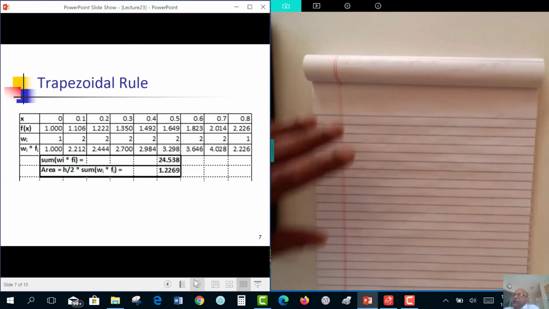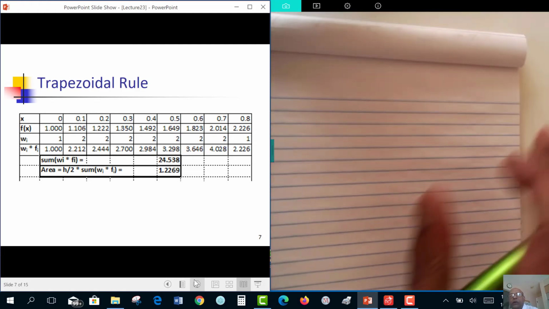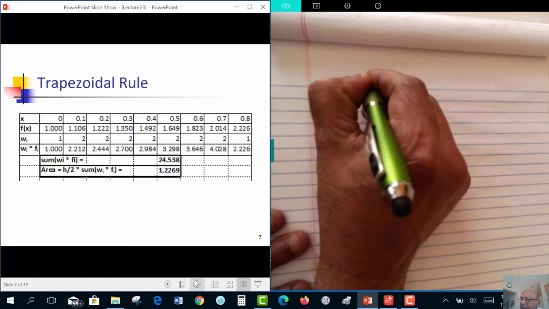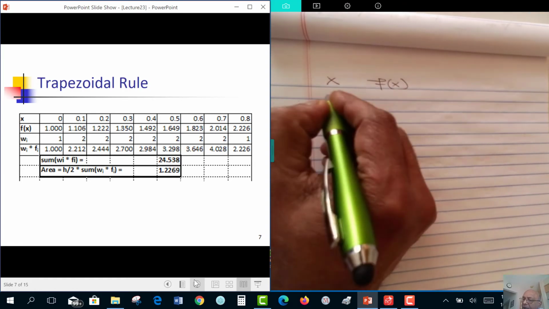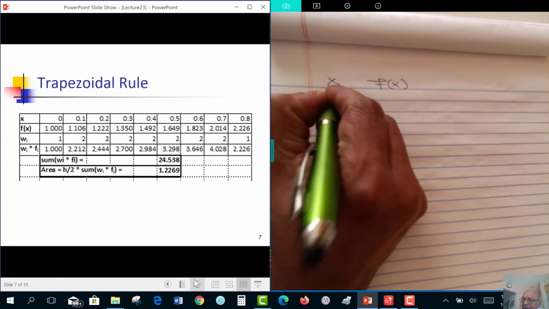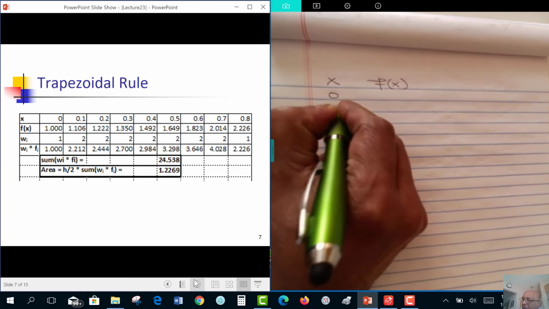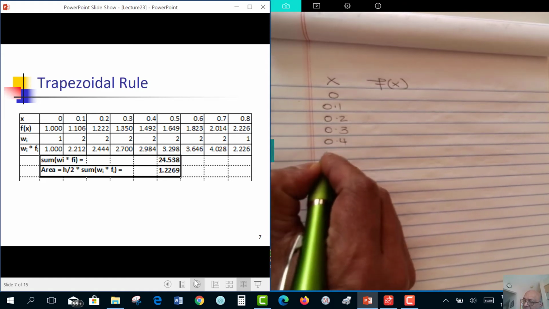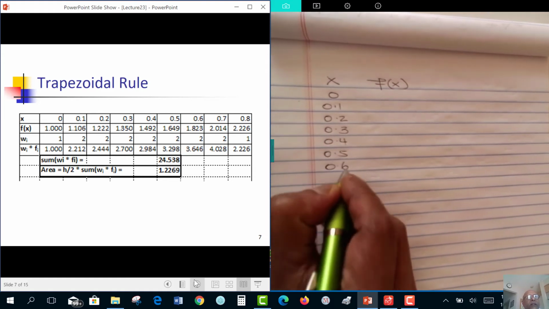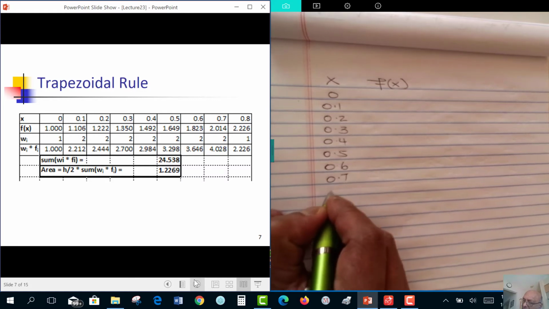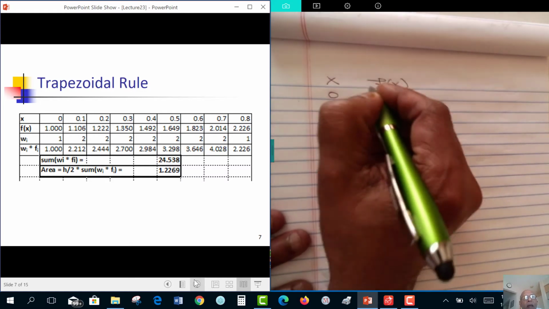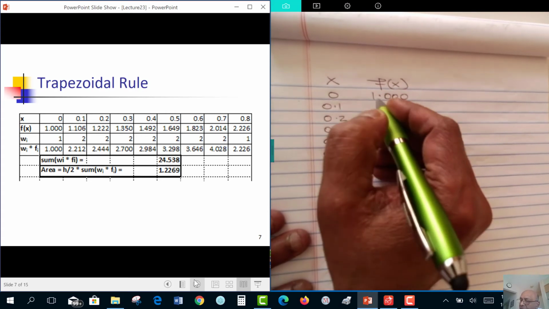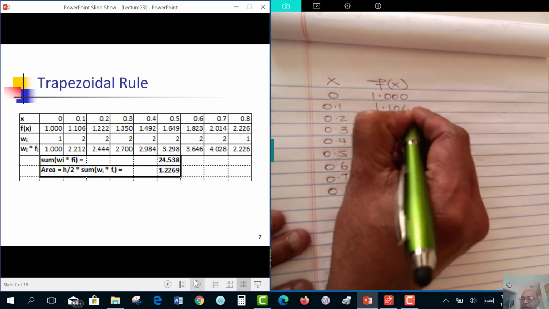So let's suppose we are given our function in a tabular form. So we are given x equally spaced: 0.1, 0.2, 0.3, 0.4, 0.5, 0.6, 0.7, and 0.8. And here are our function values. Each one is known to 3 decimal digits.